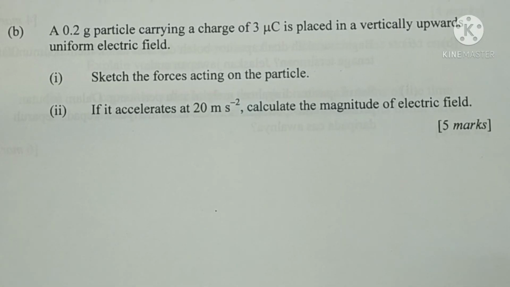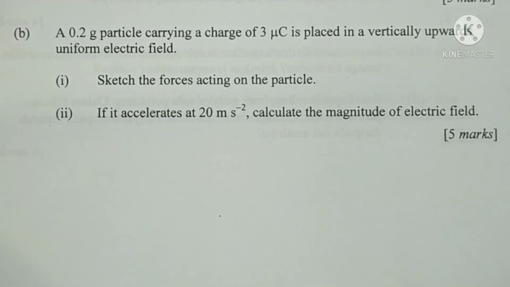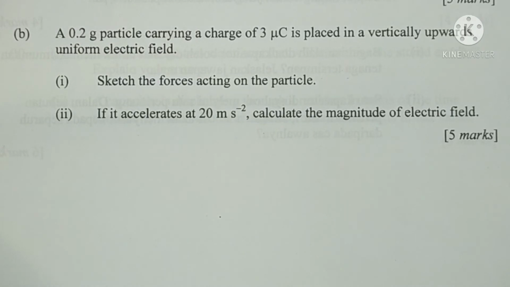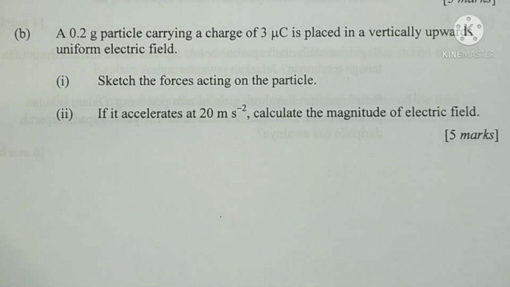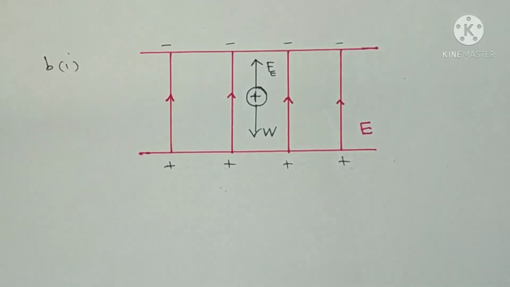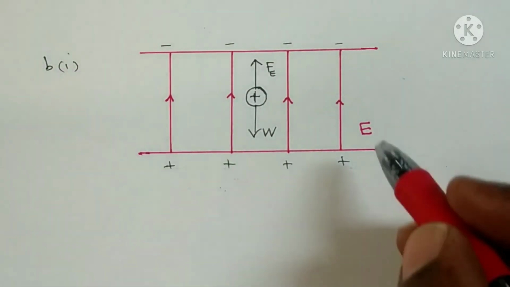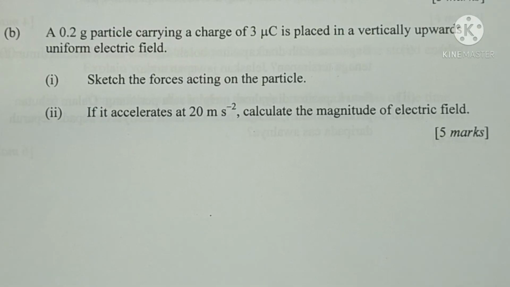Let us try to attempt these UPS questions from year 2013-14 to strengthen our confidence. A 0.2 gram particle carrying a charge of 3 microcoulomb is placed in a vertical upwards uniform electric field. Roman 1: sketch the forces acting on the particle. So this is the answer for section B, Roman 1, for the forces acting on the particle in the uniform electric field. How about B, Roman 2?